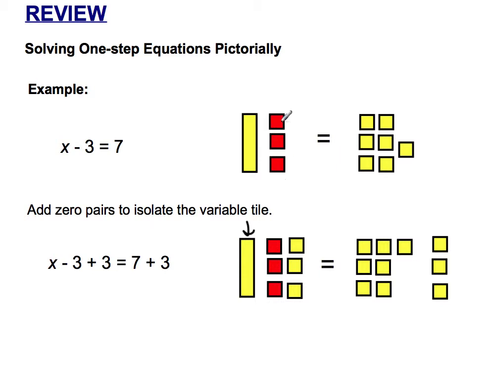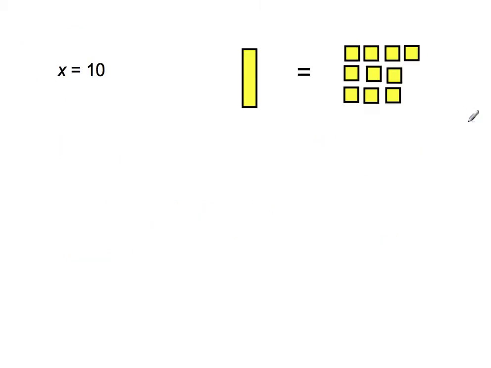The whole idea to solve an equation is to get this little variable tile by itself. So we have to get rid of the 3 negatives. We zero out with 3 positives. So what do I do? I just add 3. Whatever I do to one side, I have to do to the other side. So I had to add 3 here. I got 3 here. This zeroes out now, and we are left with x is equal to 10.